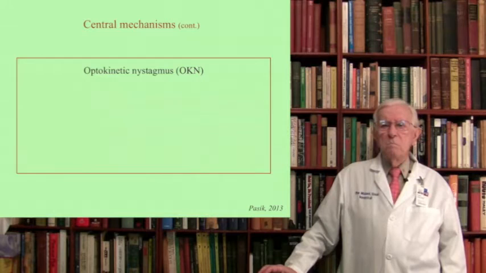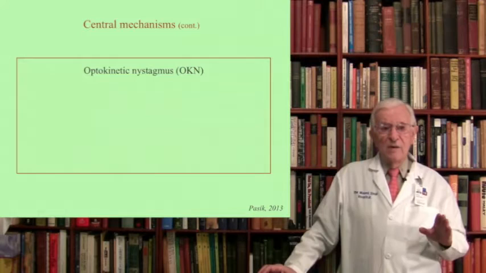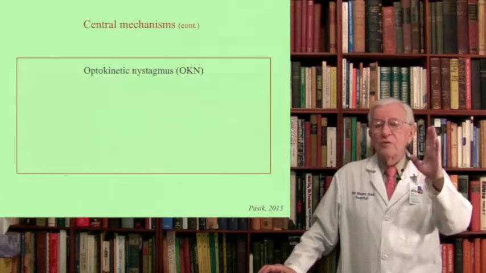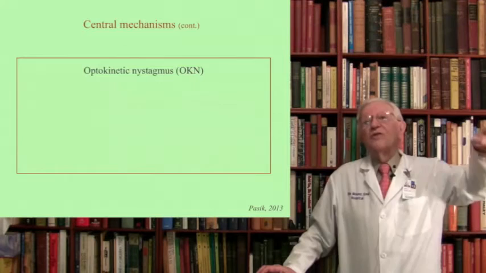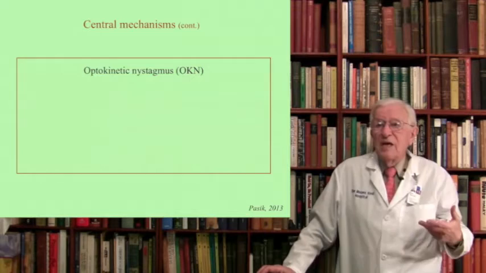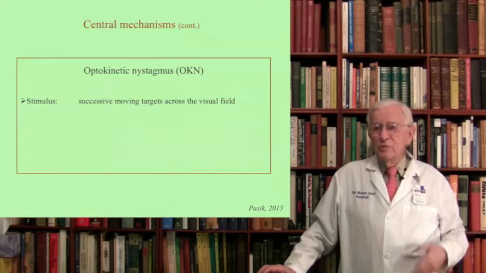Optokinetic nystagmus, or optokinetic movements in general. These are movements that are elicited by moving targets across the field. If they move in succession across the field, you get a nystagmus so that the eyes will slowly follow the direction of these stripes and then will jump to the opposite side. And if the stripes keep on moving, as for instance when you put a subject inside a rotating drum, again, it will elicit a slow movement in the direction of rotation and a fast comeback. Now, the stimulus, as I'm putting there, is successive moving targets across the visual field.